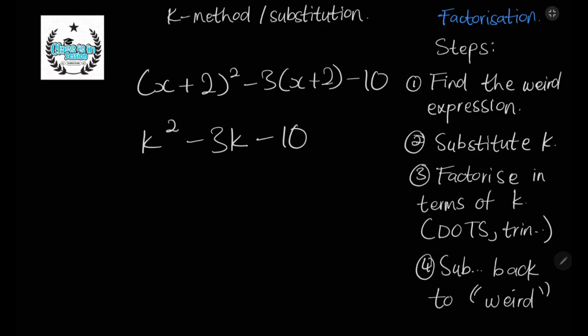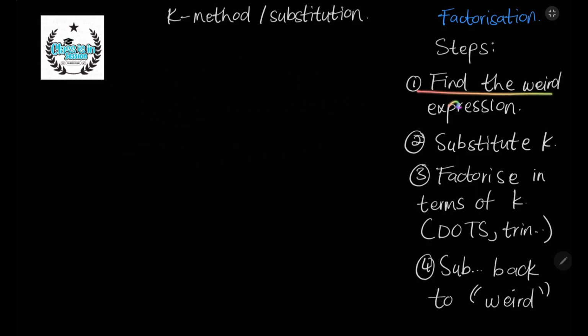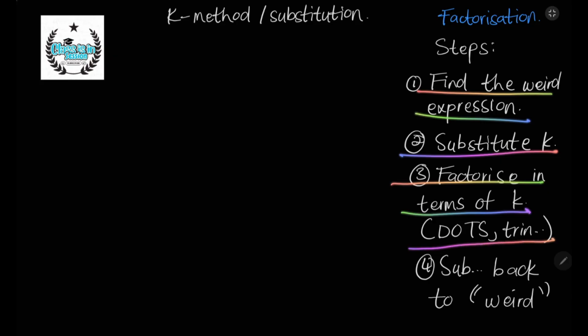I wrote down the steps for you on the side. I don't think your teacher will give you these kinds of steps, but I tried to make this as easy as possible. For the first step, you have to find the weird expression. Remember, we had brackets in that example. Then substitute k, replacing that weird expression with k. Then factorize in terms of k, where we had the trinomial, using factorization methods such as the difference of two squares, trinomials, grouping, and so on. And then substitute back to the weird expression. This will make sense when I try the first example.